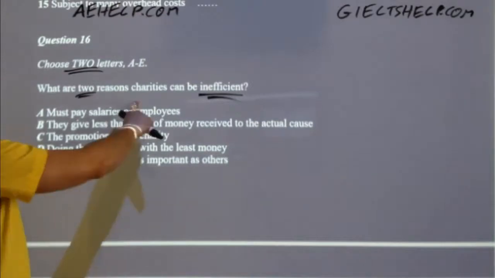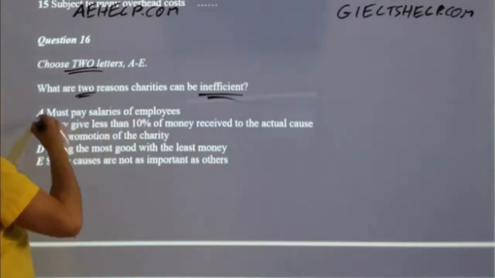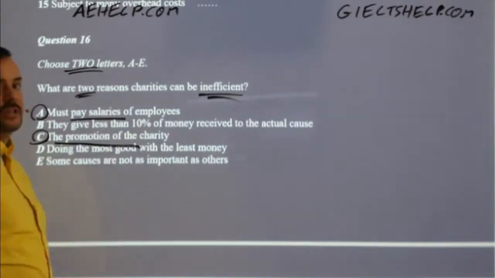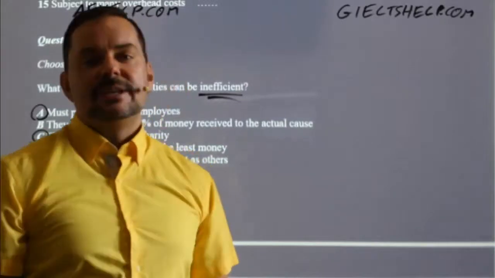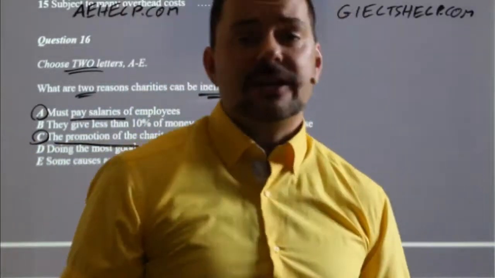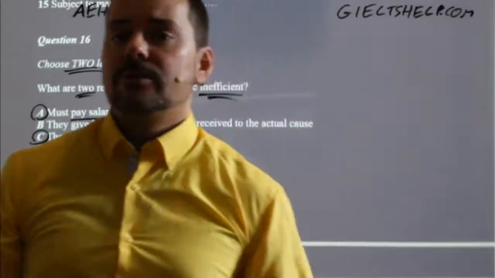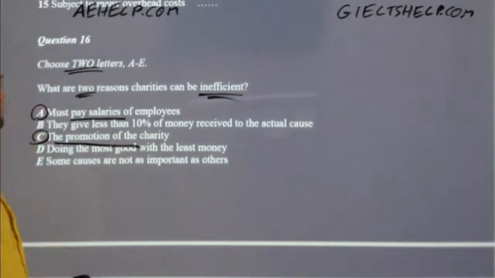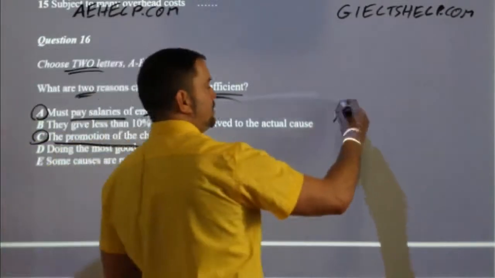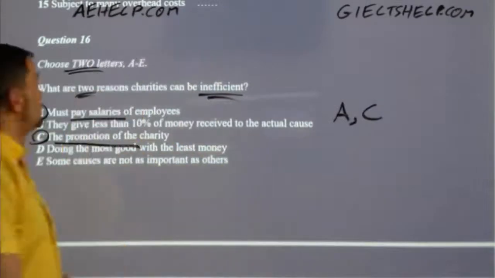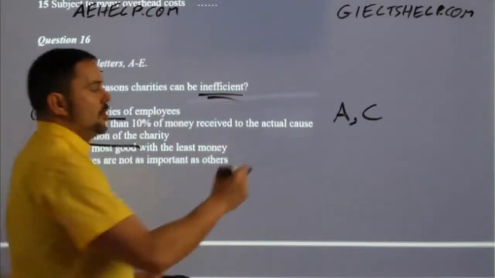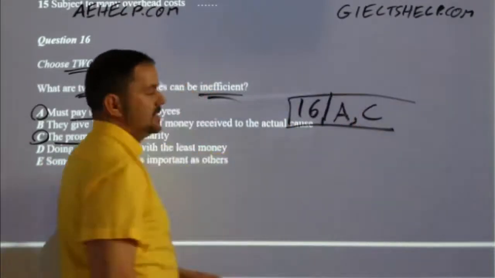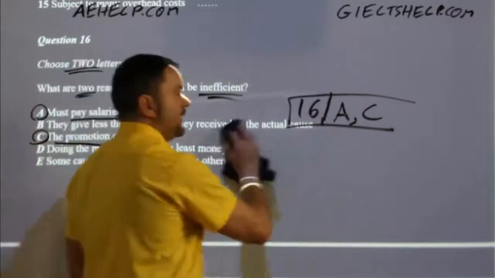The 2 reasons charities can be inefficient is they have to pay the salaries of employees and the advertising. So when you see those advertisements on TV for UNICEF, for example, or Red Cross, that money comes from donations a lot of the time, okay? So A and C were the correct answers for number 16. Again, this would go into the same space on your answer sheet. Okay, so A and C.